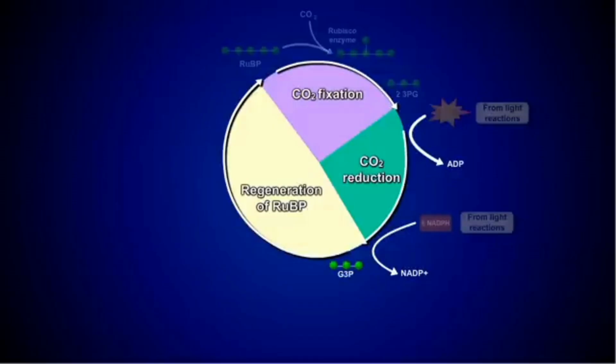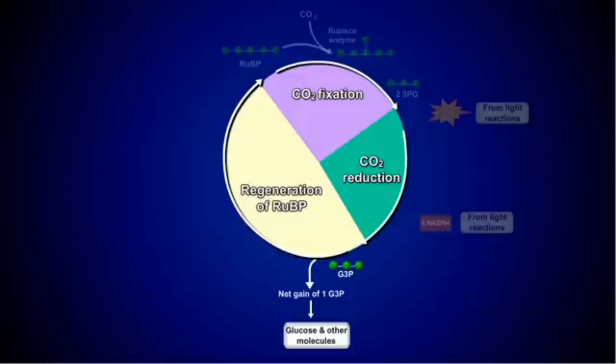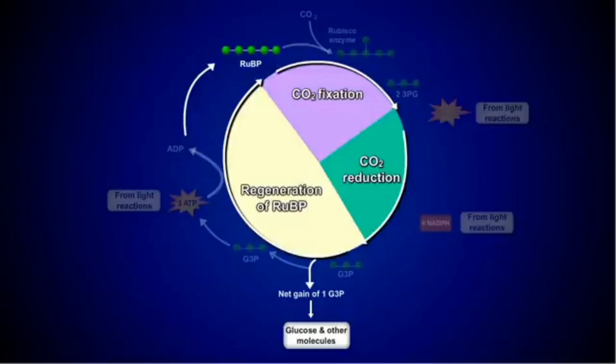ADP and NADP+ return to the thylakoids to be converted back to ATP and NADPH by the light reactions. One of the G3P molecules is set aside to be used as a building block for glucose, but the majority of the G3P molecules move forward into the third phase of the Calvin cycle. In this phase, ATP is used to combine the rest of the G3P molecules to form RuBP molecules. This RuBP can then combine with additional carbon dioxide molecules, continuing the carbon reactions.